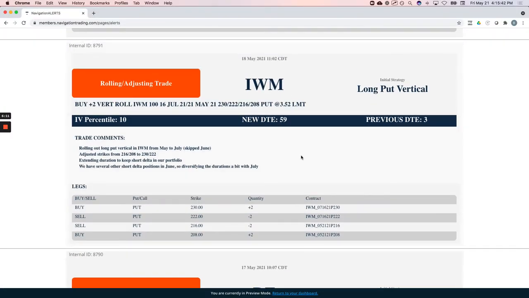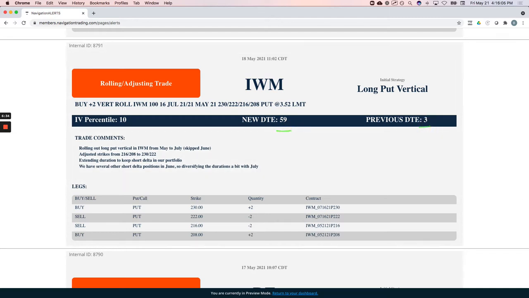IWM, another short delta position, we rolled this as well. And in this one, we went from May to July and just skipped over June. This is simply that we're diversifying our duration. So we've got some in June, and now we've got some in July, which is under 60 days to expiration. So with this one, we skipped it. So it went from 3 days all the way up to 59 DTE.